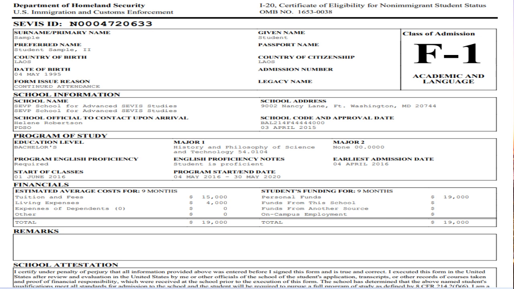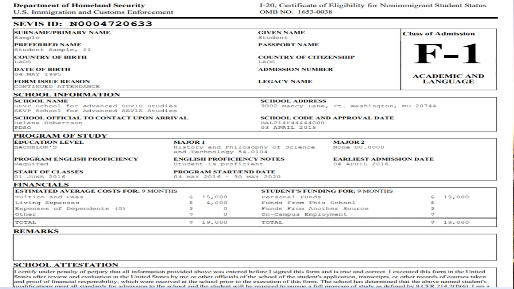The third part will be the program of study, what program he will be studying. So about the program, whether he is entering the master's program, bachelor's program, or PhD program, what is the duration of the program, the language in which the program will be taught, the English proficiency, the program start date, program end date. So all the program information is mentioned.